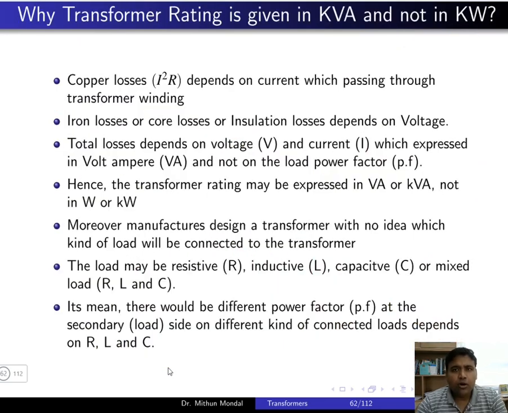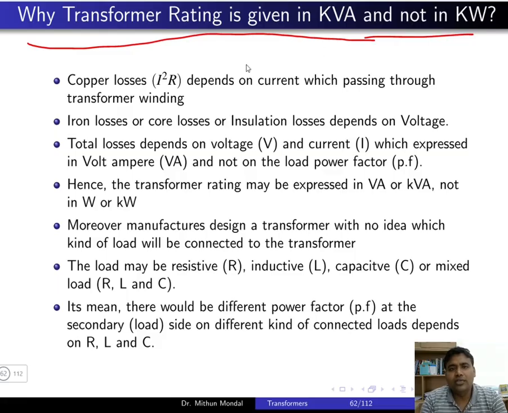Now, one very important question we are trying to answer: why is the transformer rating given in kVA and not in kilowatts? This question will be asked in interviews, and most of the time the transformer rating is always given in kVA.